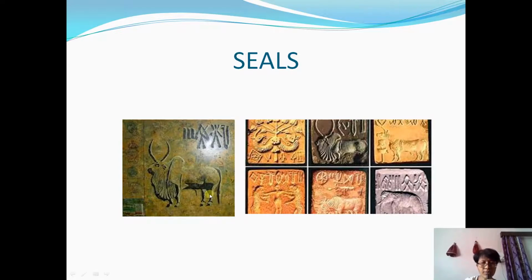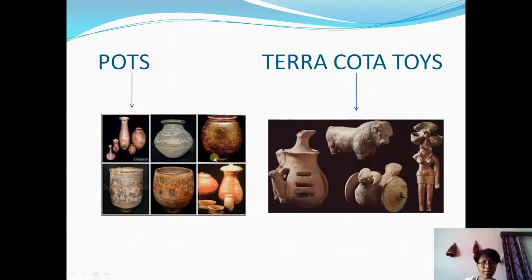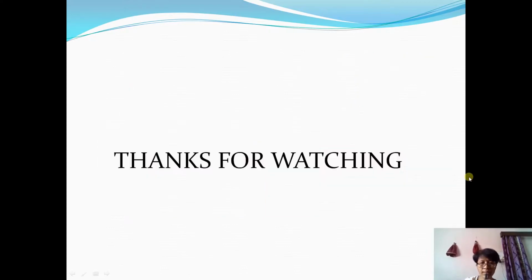I'm showing that on some of the seals which were made by the scribes, and some pots which were made by the craftspersons. These are the terracotta toys, which were made with the help of clay. And in this way those people during the Indus Valley civilization started their own lifestyle.